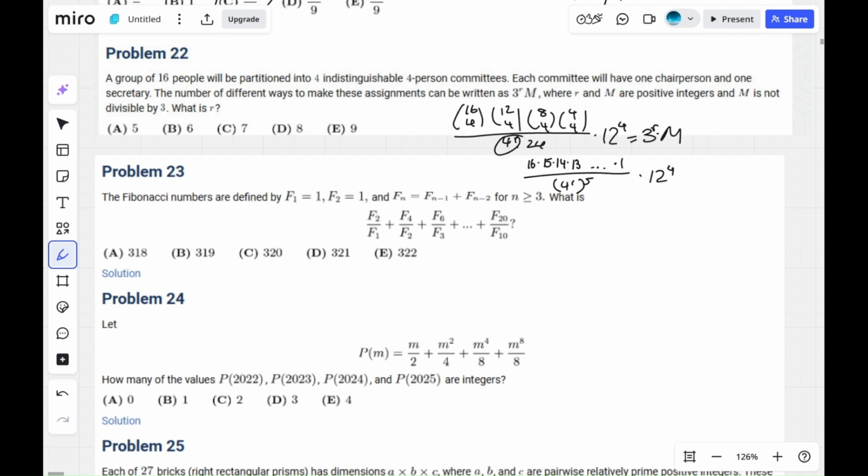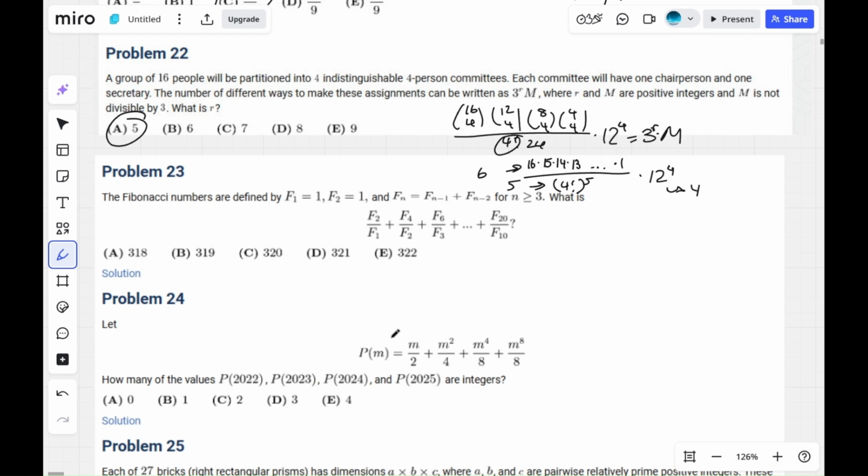So r in this case, in the top there are 6 factors of 3. In the bottom, so 4 factorial, there are 5 factors of 3. And then in 12 to the 4, there are 4 factors of 3. So then r will be equal to 6 minus 5 plus 4, which is 1 plus 4, which is 5. So if we write that out, this has 6, this has 5, and this has 4. So r will be equal to 5, which is A.